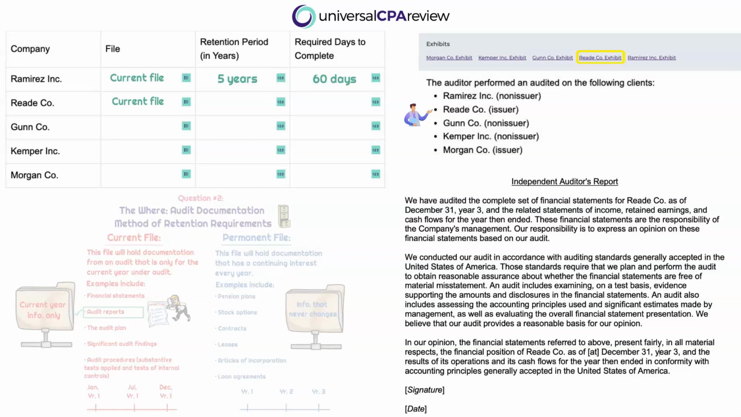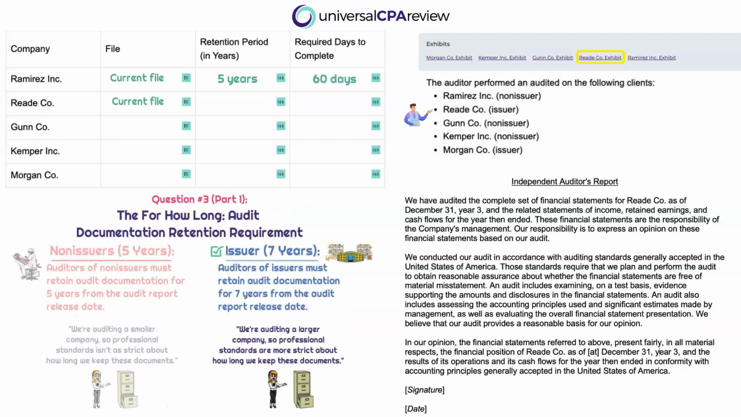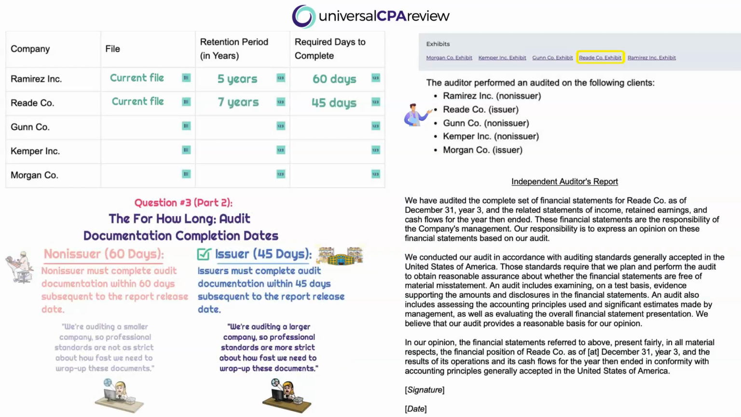And we know that rules are going to be stricter for issuers. So they need to hold on to the audit documentation for a longer period of time. Okay, so they need to hold on to it for 7 years, and they need to complete it faster. Okay, so they're going to have 45 days from the report release date to complete their audit work papers.